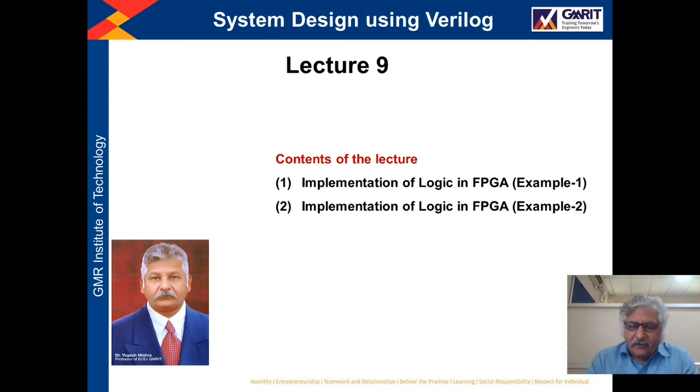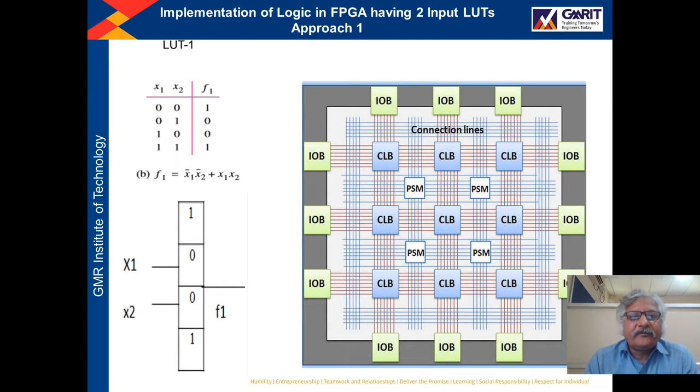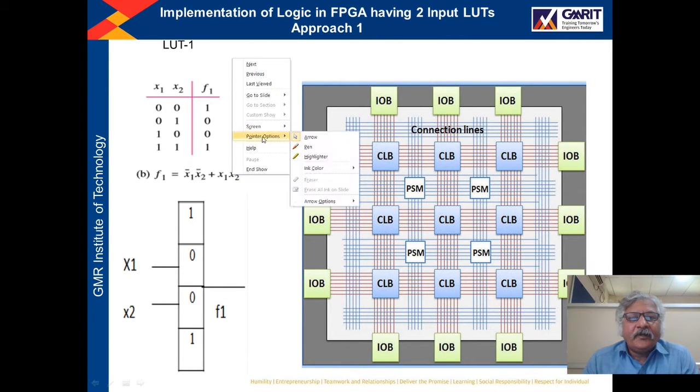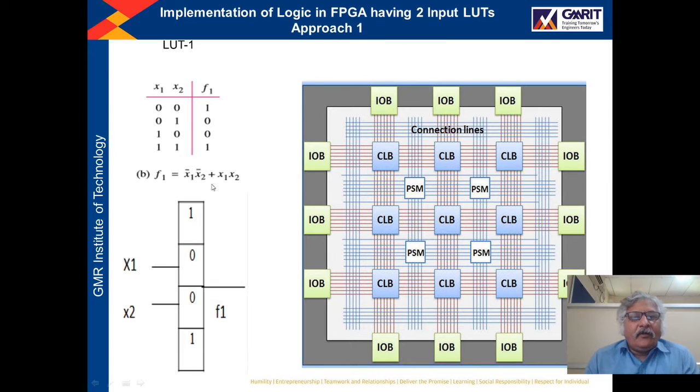We will take two examples. Okay, so let us assume we want to implement this logic: F1 is equal to x1 bar dot x2 bar plus x1 x2. So this is our logic which we want to implement.